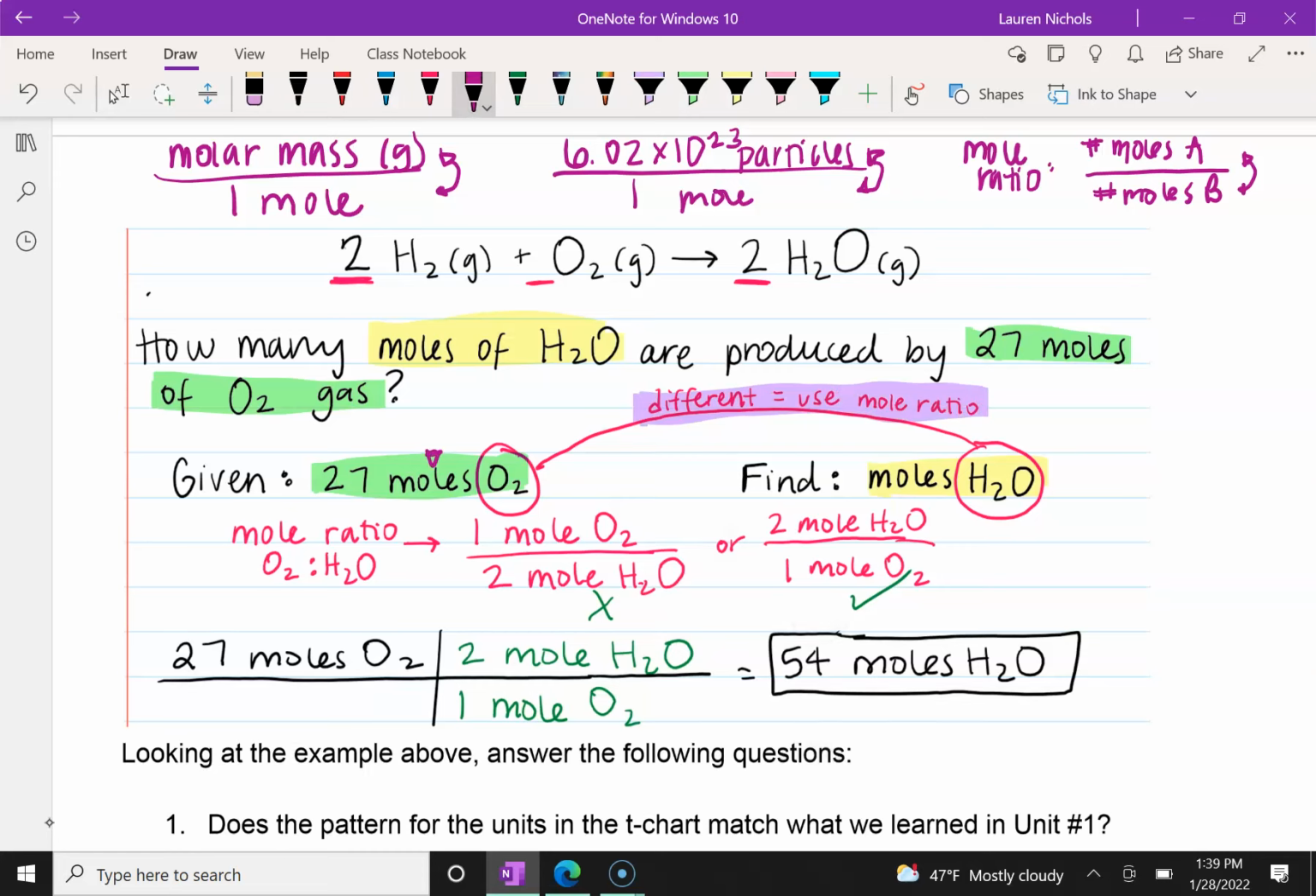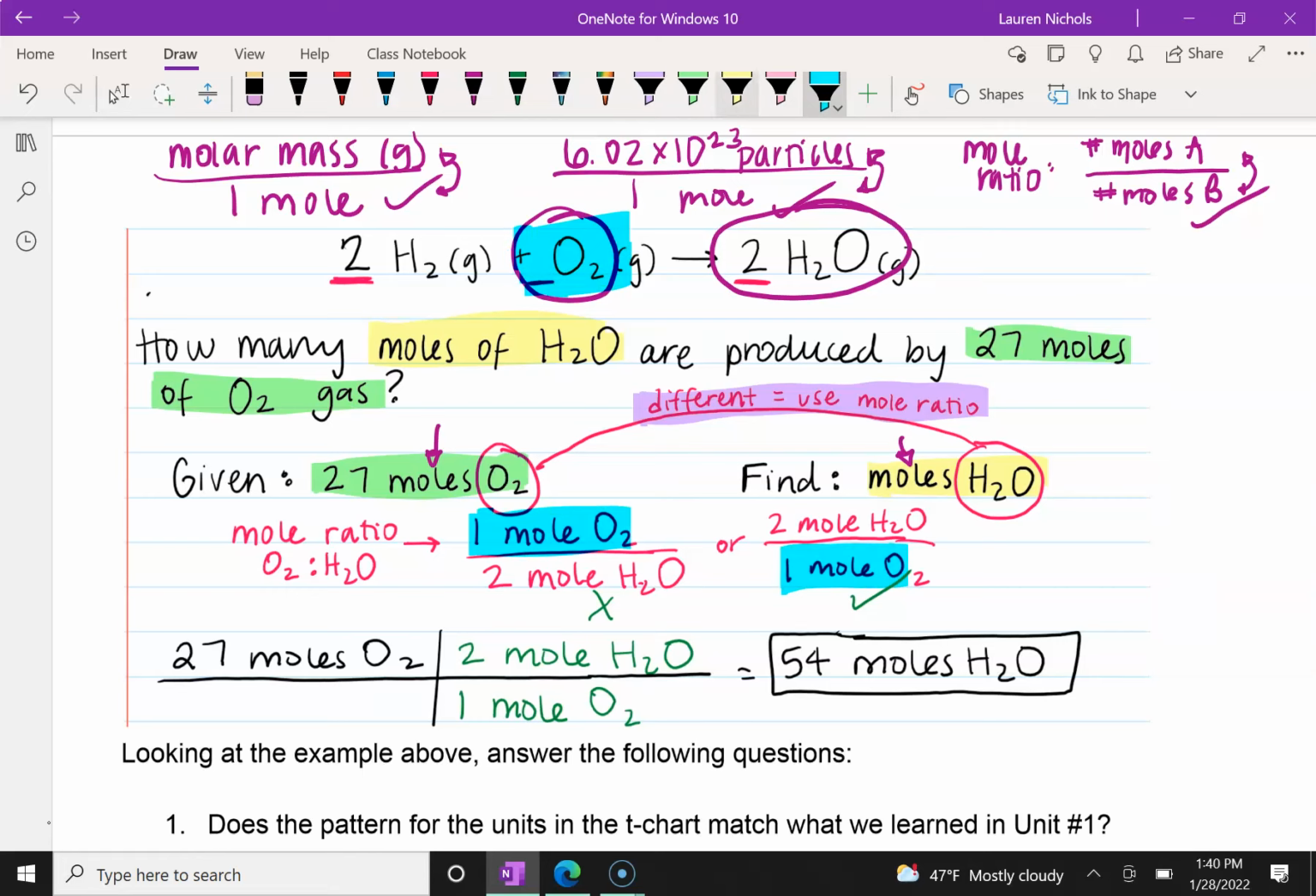Just seeing the unit moles here is not helpful because moles is in every single one of our equalities or conversion factors. So oxygen has a 1 in front, water has a 2. So that means the mole ratio can be written as 1 mole of oxygen over 2 moles of water. So let's say oxygen is blue, okay? Or it can be the flipped version, okay? So where the 2 moles of water is at the top or the bottom. So we can flip it.